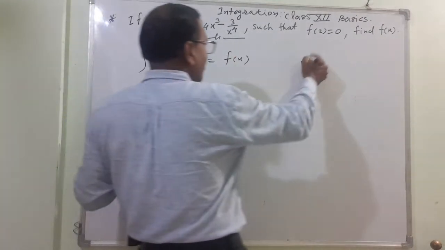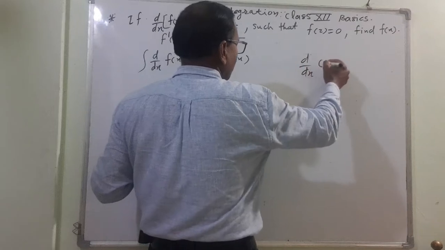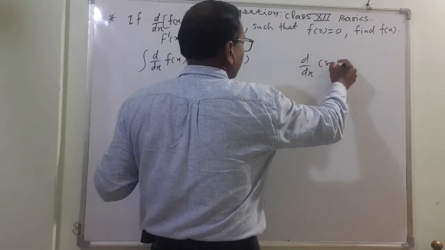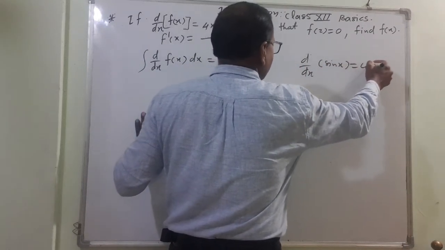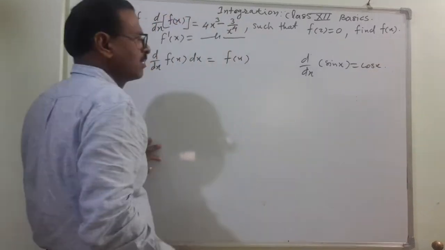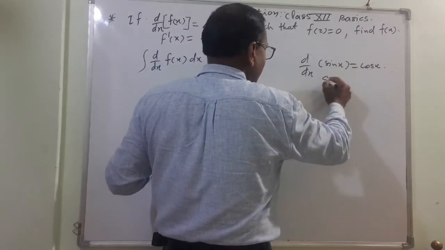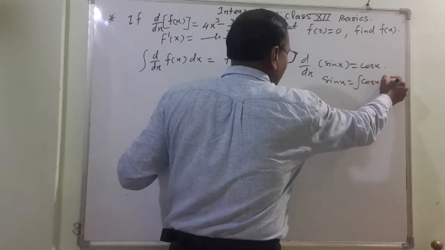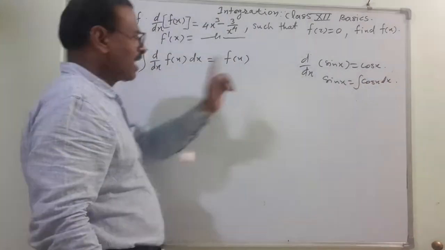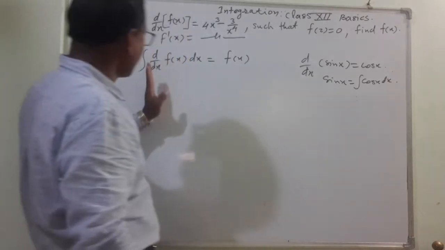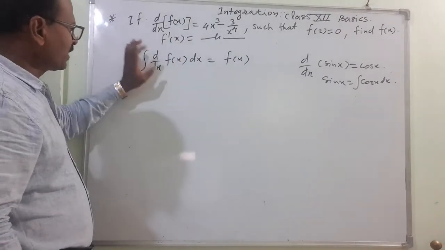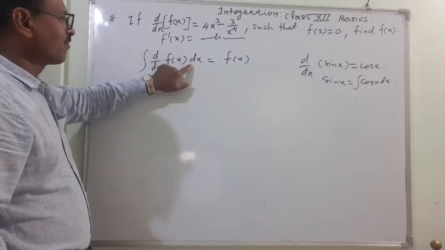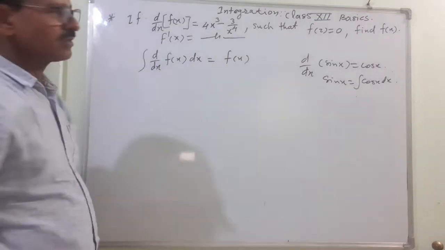I know that d by dx of sin x is equal to cos x. I know this. Then shift it there. Sin x is equal to integration of cos x dx. Means what I am getting? The function I am getting. So this way also, take the integration of the derivative, then I will get the function.